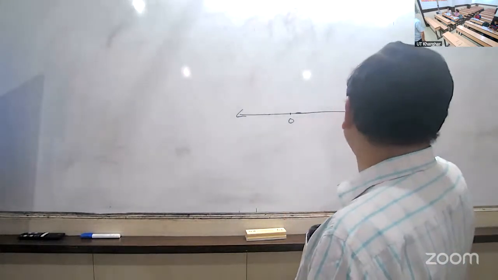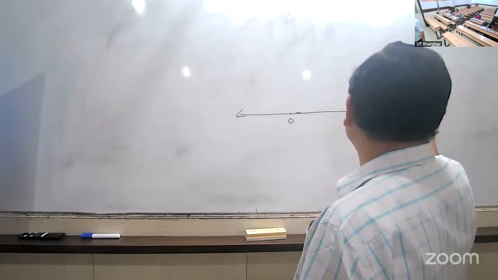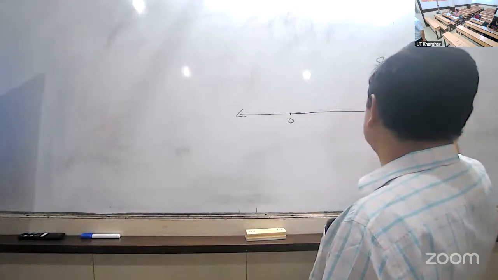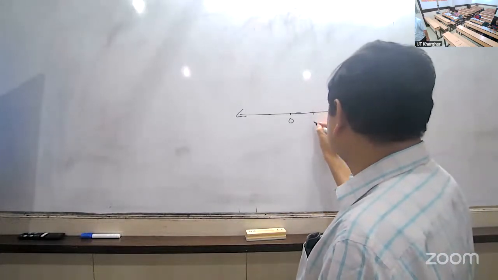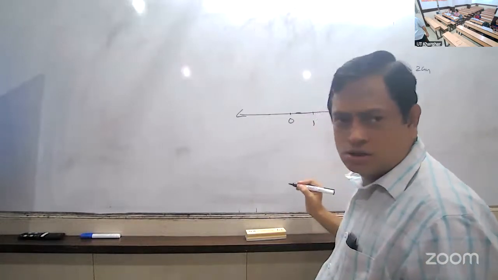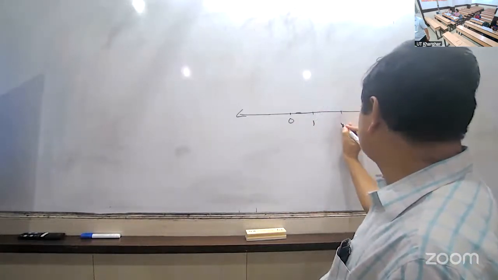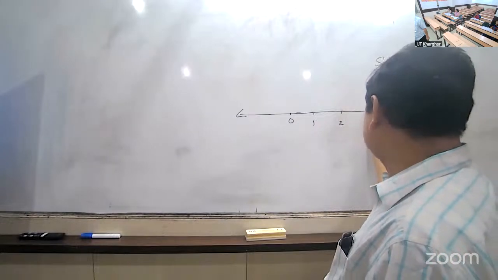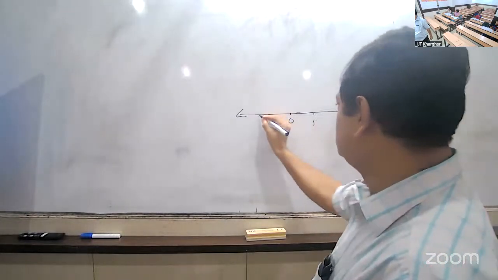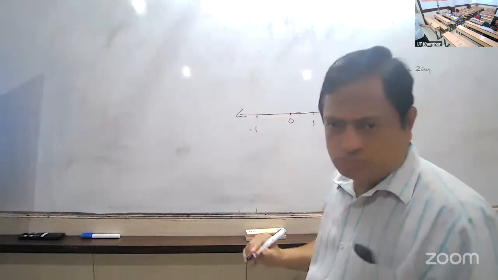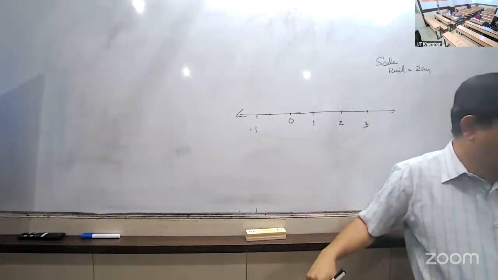Suppose I write 1 unit is equal to 2 centimeter. What is the meaning? Distance between 0 and 1 is 2 centimeter. 1 and 2 is 2 centimeter. Okay, that is how the number line is made.